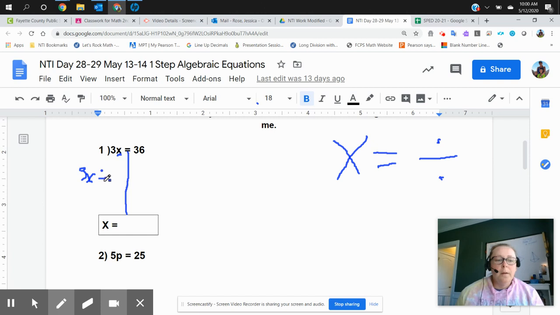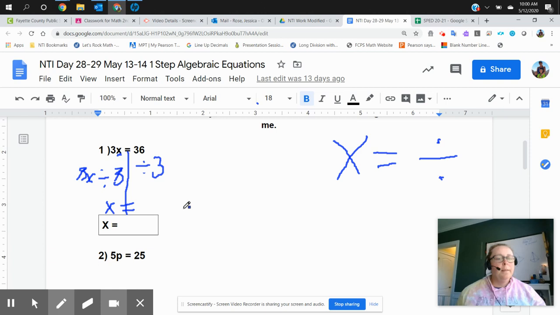divided by 3. And we know that 3 divided by 3 is just a 1. So these two 3's cancel out, and we just have a 1 over here. We'll go ahead and write down my x there. But what we do to one side of our line, we have to do to the other. So I'm going to divide this side by 3. So we get 36 divided by 3.